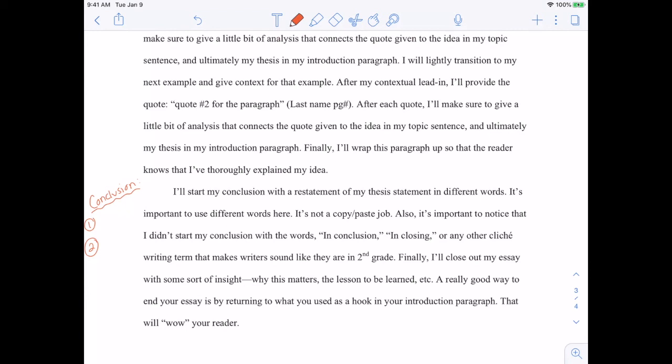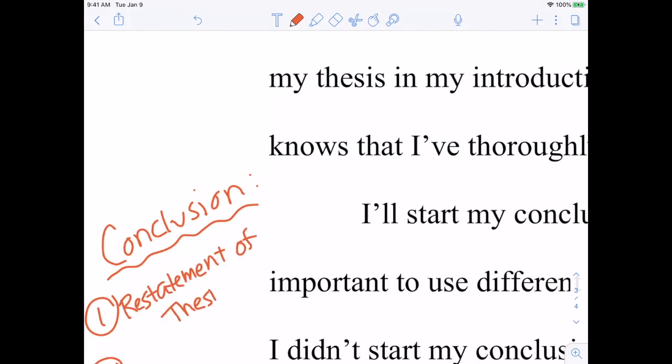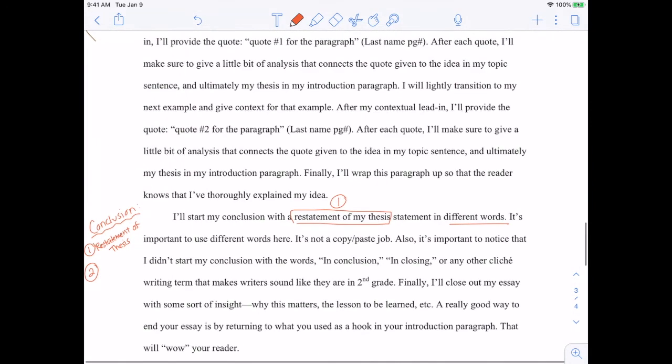It says, I'll start my conclusion with a restatement of my thesis statement in different words. Okay, so the first thing you need is a restatement of your thesis. It's also important to note that I'm saying use different words. You can't just do a copy-paste job from the last sentence of your intro to the first sentence of your conclusion. Like I said, it's important to use different words here. It's not a copy-paste job.